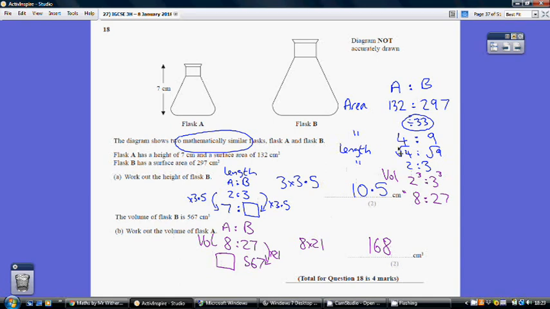So just to recap on the ratios, to move from length to area you square, to move from area to length you square root. To move from length to volume you cube. How would you move from area to volume? You would square root and then cube. How would you move from volume to area? You would cube root and then square.